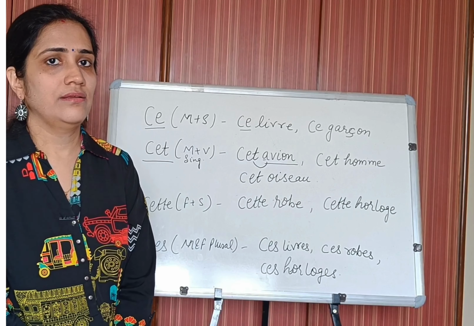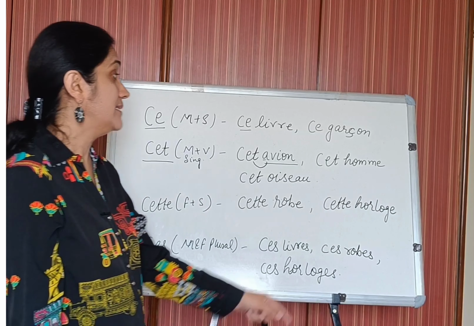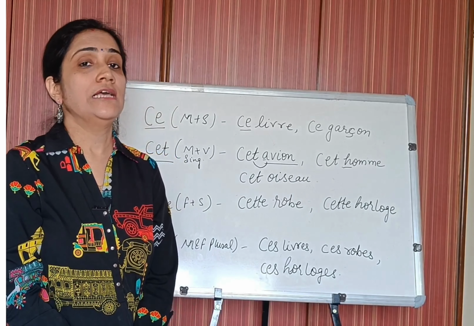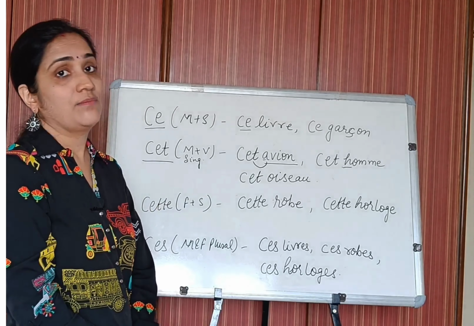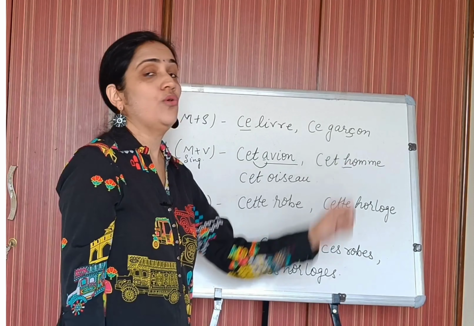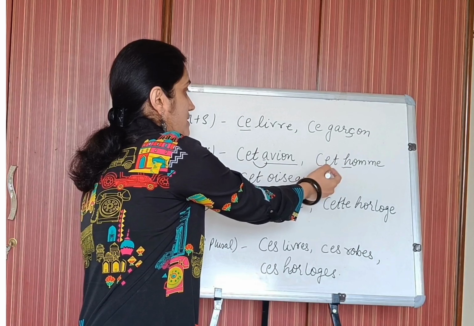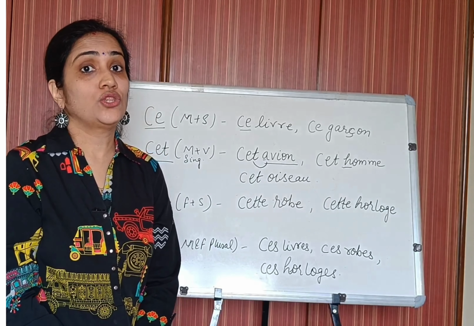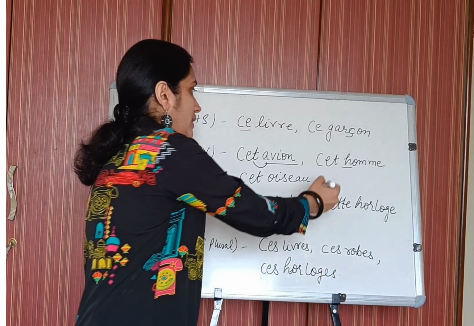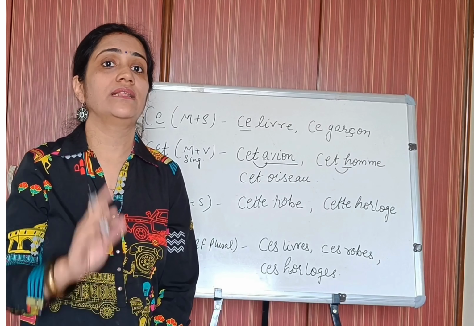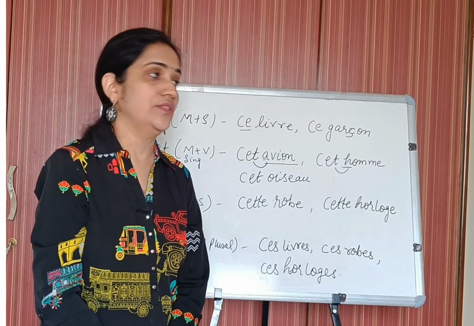Cet avion, this or that aeroplane. Now the second is homme. It is beginning with the H muet, the silent H. It is an example of the silent H. Homme is a man, and you then have to use the cet term, cet homme. Again the linking of the vowel and the consonant. Cet homme, only with masculine singular nouns beginning with a vowel.